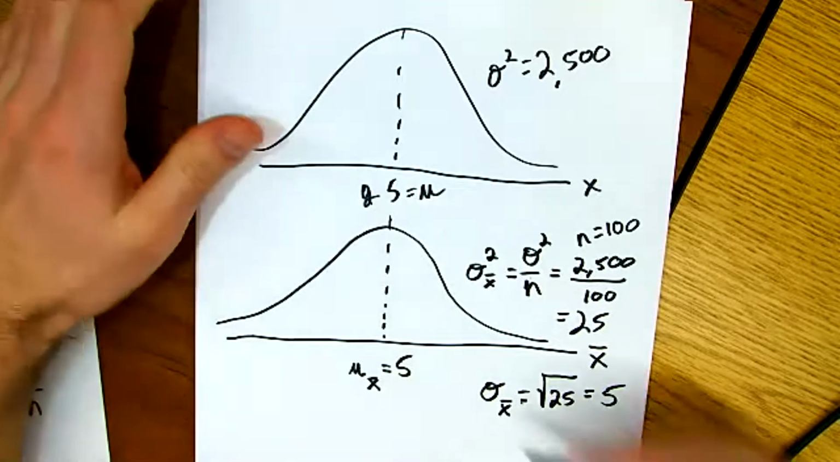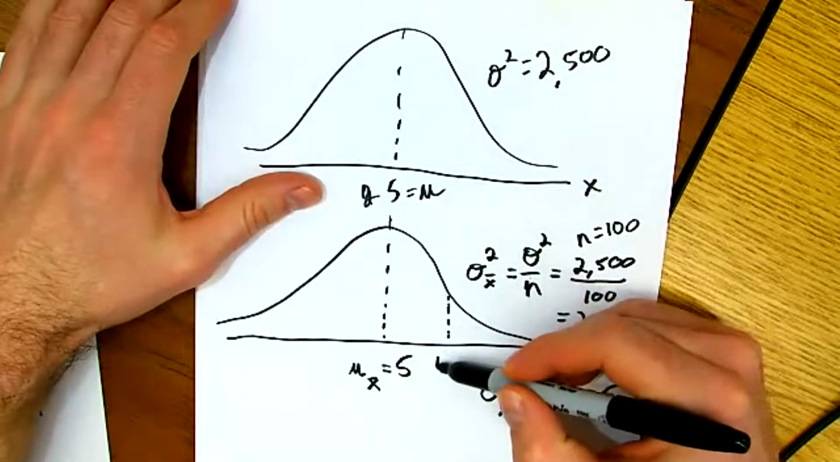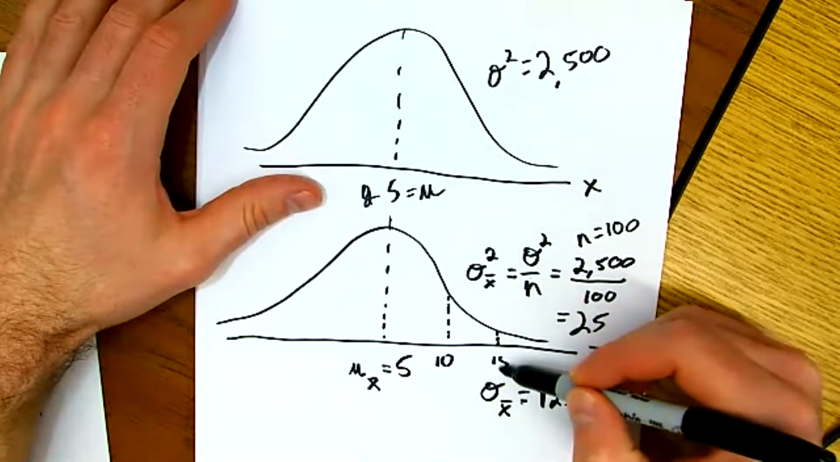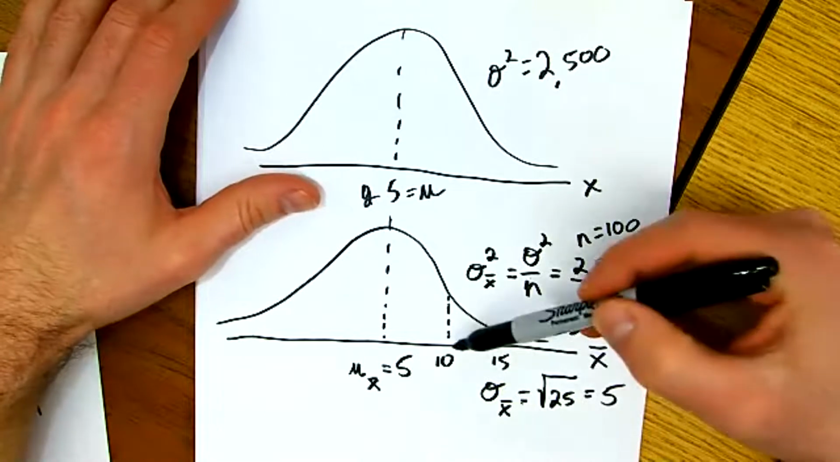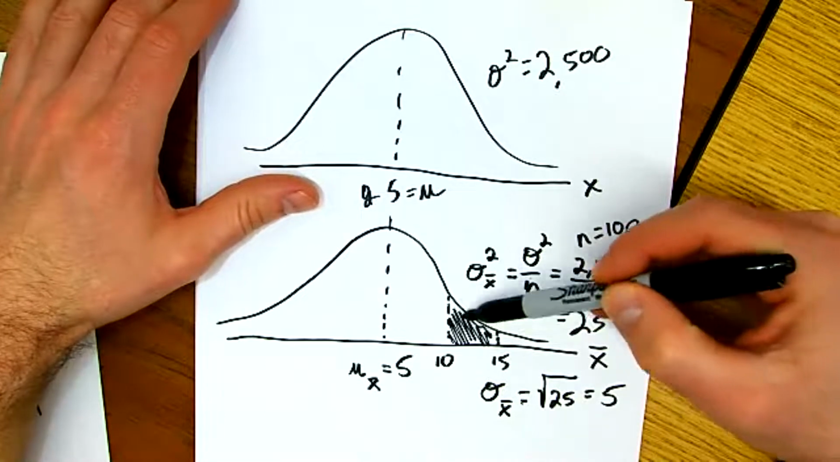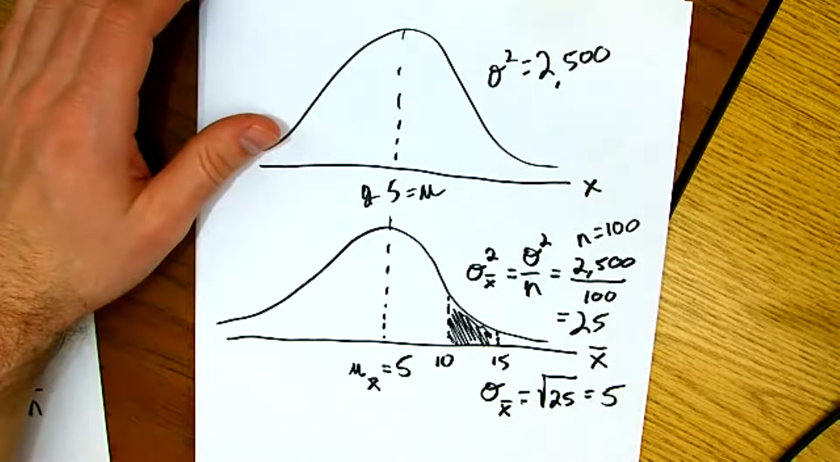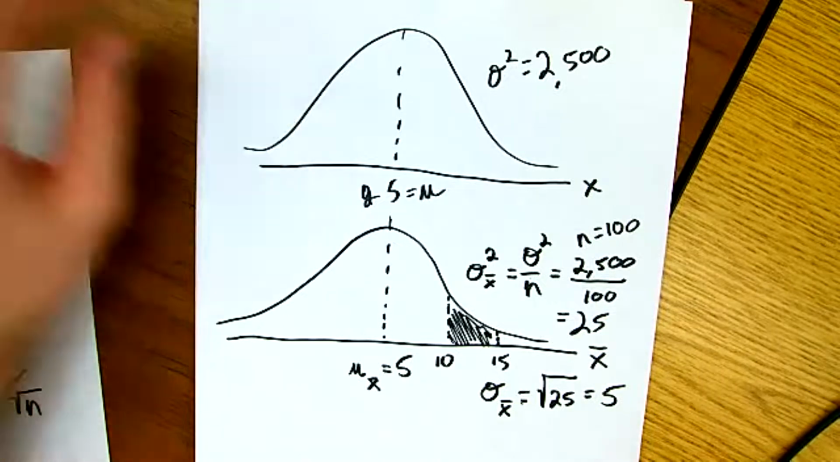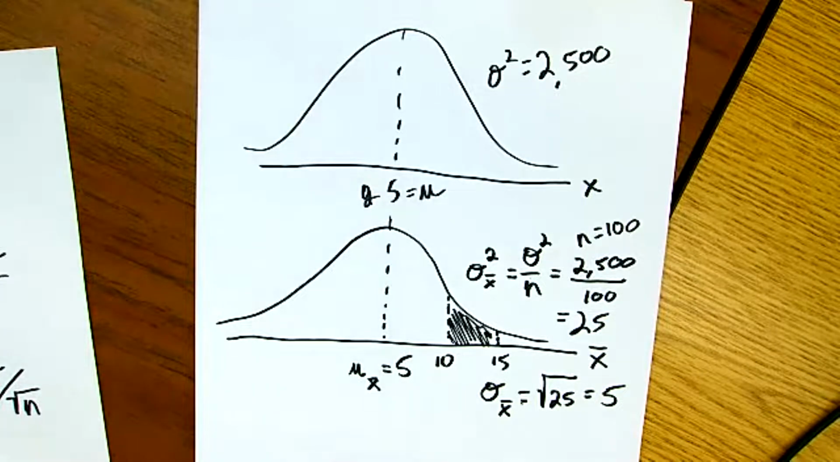The next part of the question asked, okay, what's the probability that I see a sample mean? Now that I know more about that distribution, what that looks like, what's the probability the sample mean is between 10 and 15?